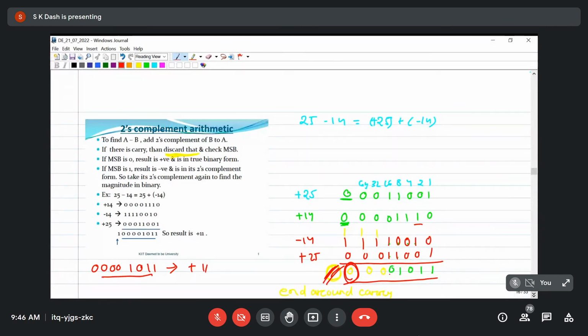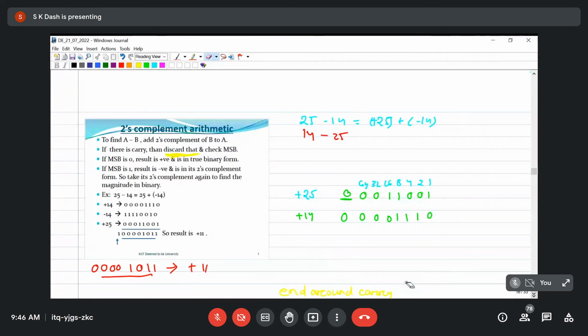Now let us do the opposite. Let us solve a question to get a negative answer. Let us just reverse this and solve 14 minus 25. So what will happen? Plus 14 is already done. So plus 14 minus 25 is nothing but plus 14 plus of minus 25. Plus 14 we have already done here.